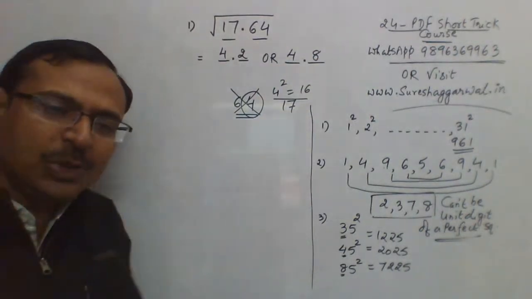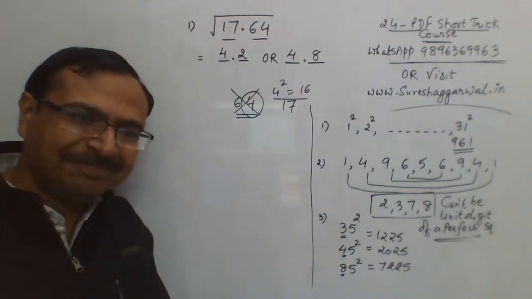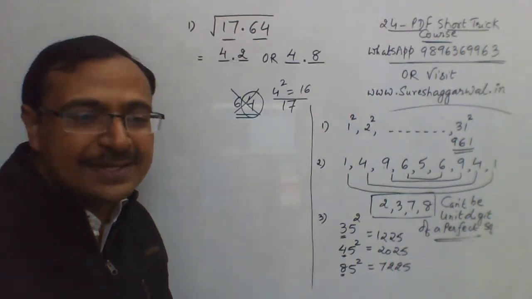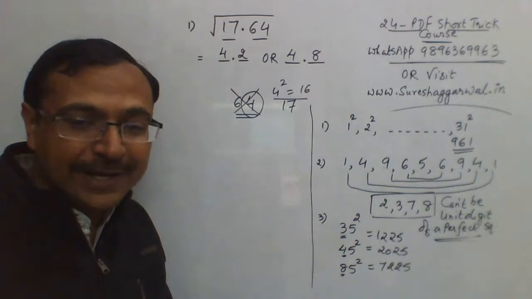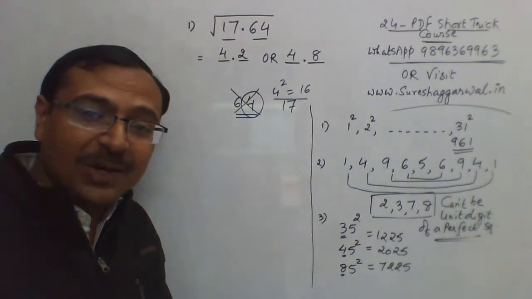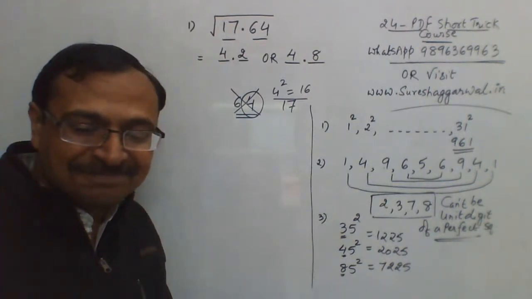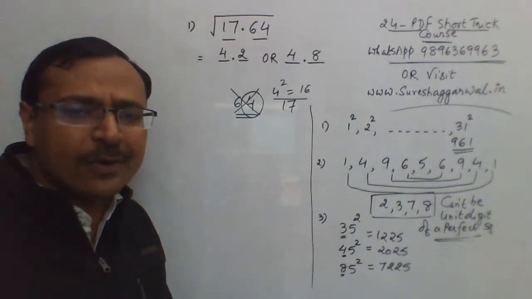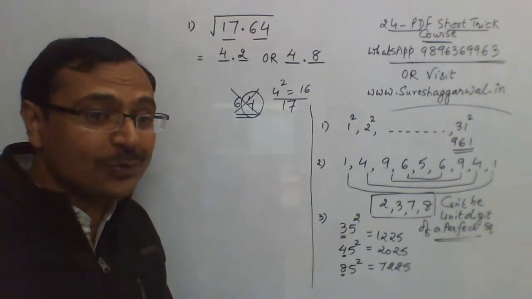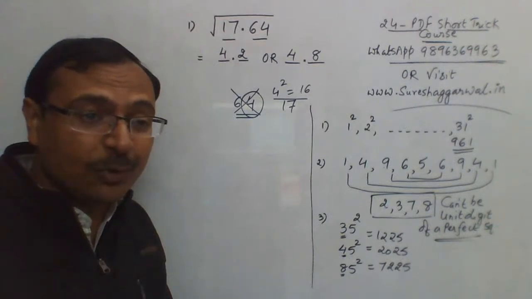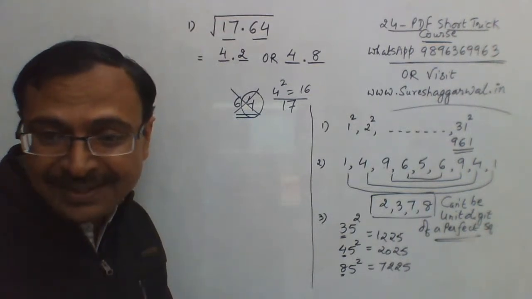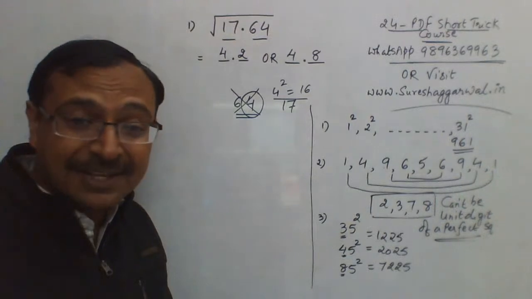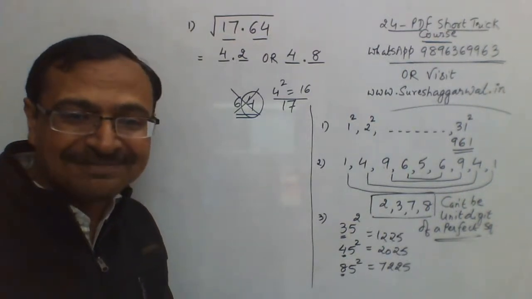And now you have two possible answers. Either 4.2 is the answer or 4.8 is the answer. And now the problem comes in. So many students got this one wrong because they were confused which is the correct one, 4.2 or 4.8. Now just watch the final step.